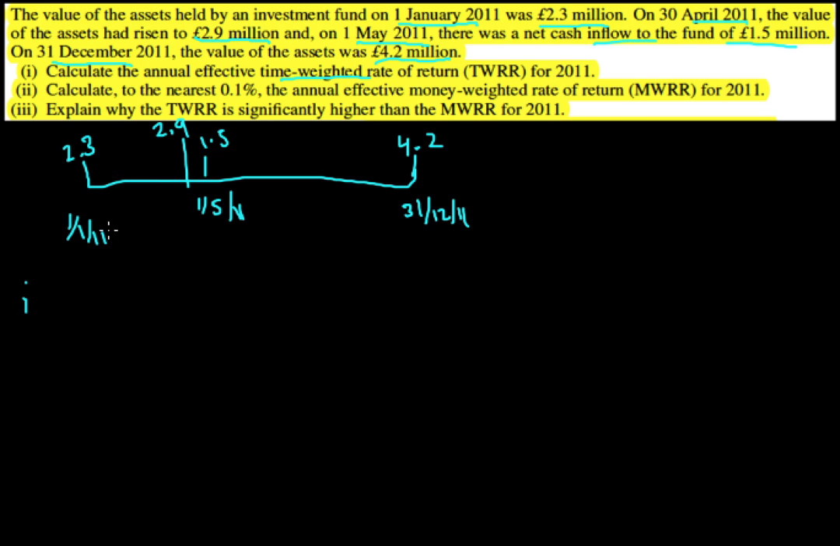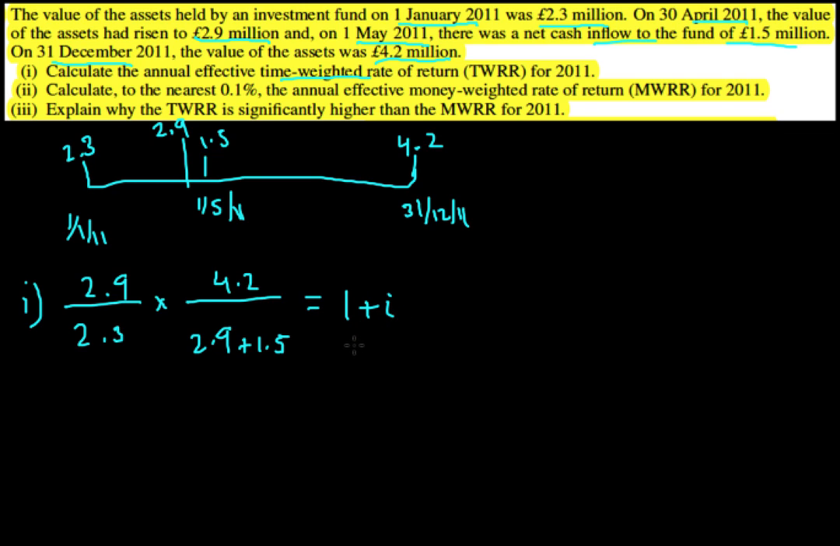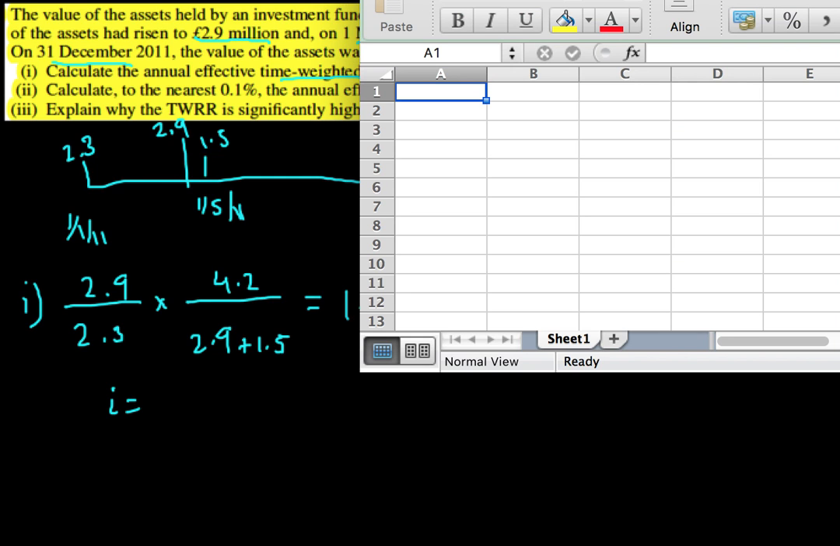In order to find that, I've already drawn the timeline to save a bit of time. 2.3 ends up becoming 2.9, and then we multiply that by, when we get 2.9 plus 1.5, it's going to turn into 4.2. So in fact it goes up pretty well and then goes down. That's going to be equal to just 1 year, so 1 plus i. Then we'll find out what i is equal to using Excel.